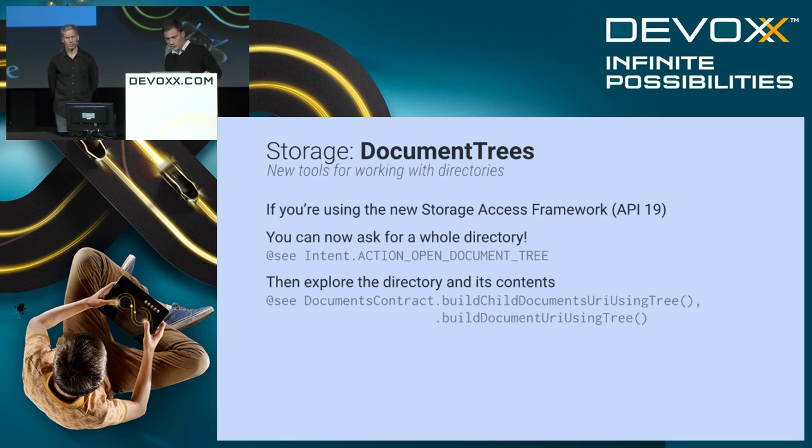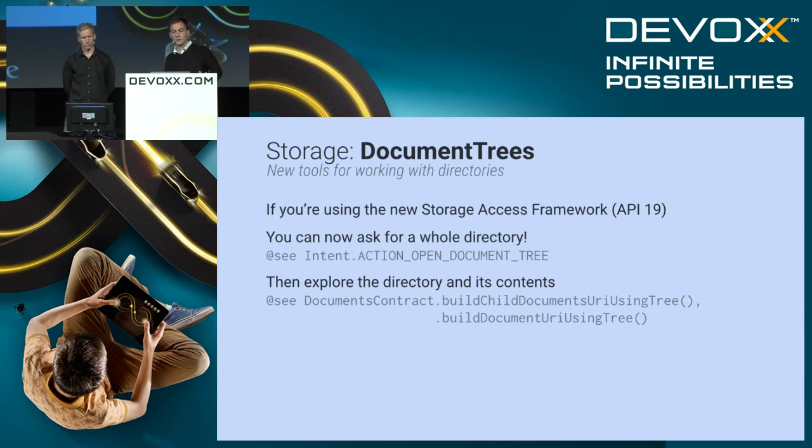Documents: in KitKat, there was a new way to access storage, both for users and for developers. And we got a lot of feedback about this new API because it was not possible for applications to get access to the entire SD card, for instance, for phones that have that separate removable storage.